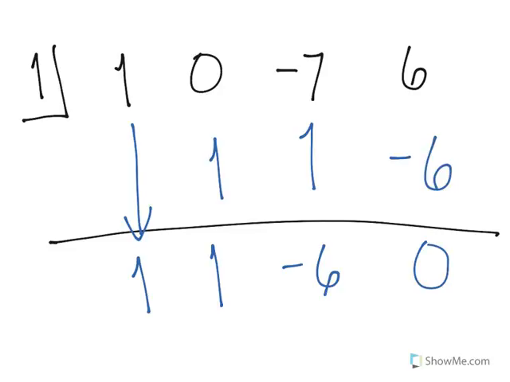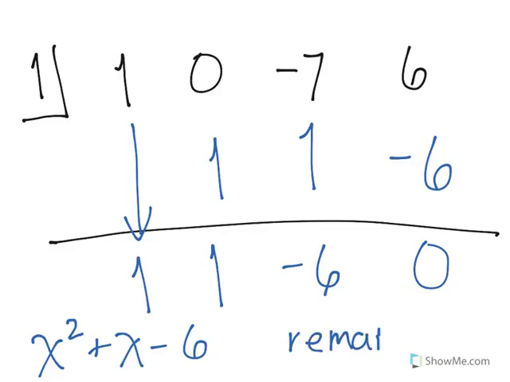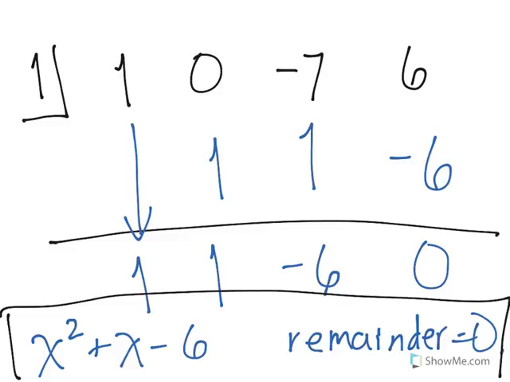So we get that the result is x squared plus x minus 6 with a remainder of 0. As you might recall, this is exactly the same answer we got when we did the long division.